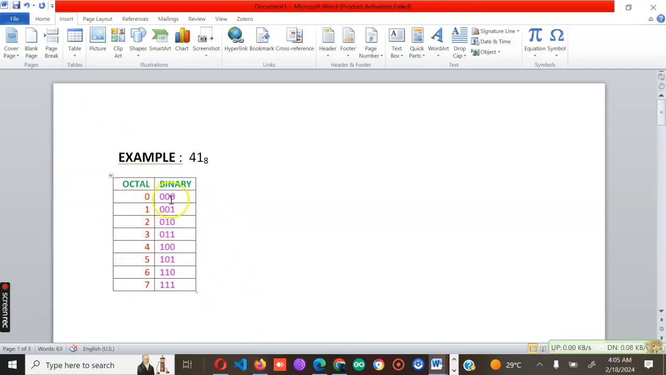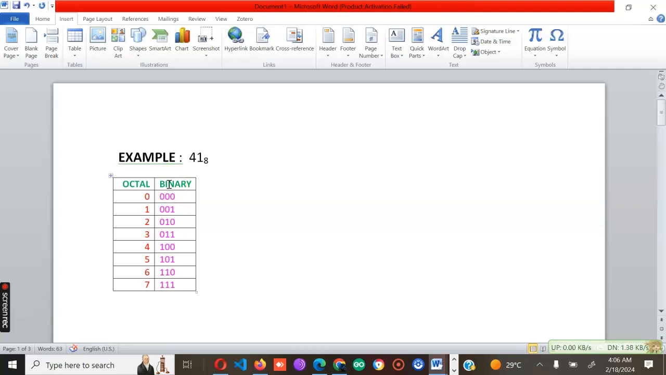For the number 0, it's supposed to have in the binary 3 zeros. For 1, it's 001, for 2, 010, for 3, 011, for 4, 100, for 5, 101, for 6, 110, and for 7, 111. Remember, we said that the octal has digits from 0 to 7, while for the binary, we have only 2, that is 0 and 1, base 2.